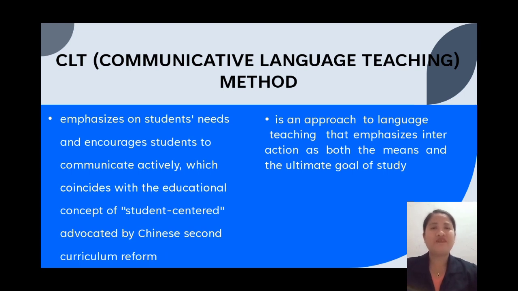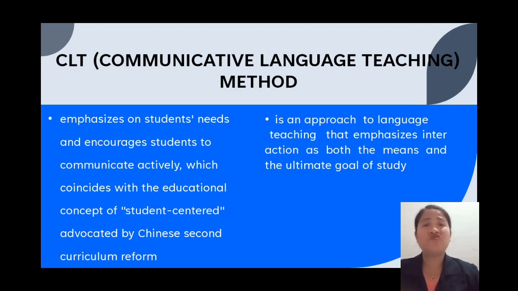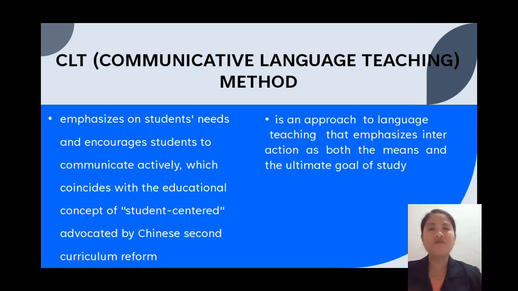And the communicative language method emphasizes students' needs and encourages students to communicate effectively, which coincides with the educational concept of student-centeredness advocated by the Chinese Second Curriculum Reform. The communicative approach is based on the idea that learning language successfully comes through having to communicate real meaning. When learners are involved in real communication, their natural strategies for language acquisition will be used, and this will allow them to learn how to use the language.